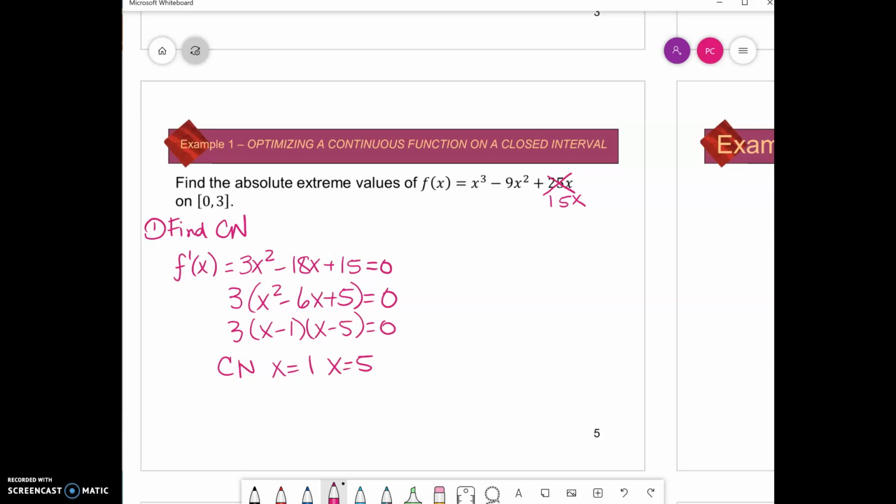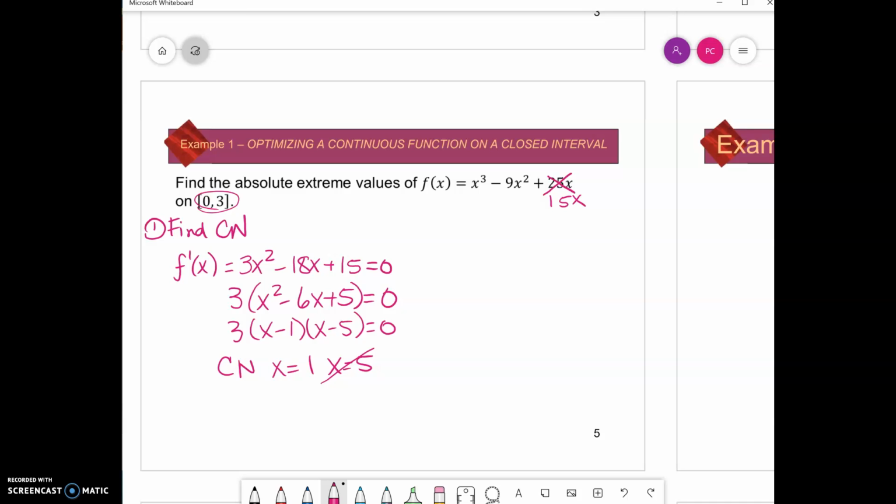Now, we're on the interval from 0 to 3, so I do not need x equal to 5 for this example. Okay, if your interval was bigger, you would use it, but since our interval just goes from 0 to 3, I don't need x equal to 5 for this problem.